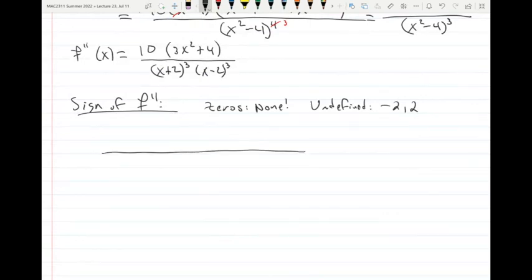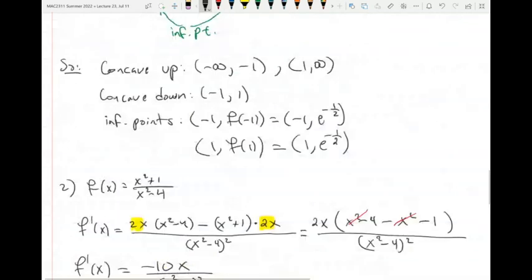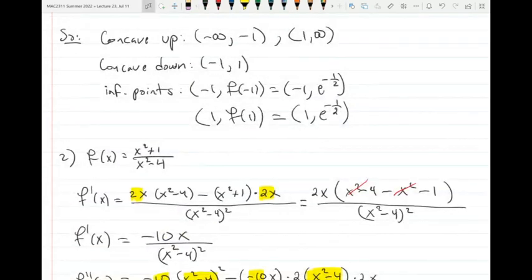So, get ready. Zeros of the function, we don't have it. Undefined, we have two guys. What's happening at these points, by the way? We have vertical asymptotes at those points. Look at the original function. It's a rational function. Zeros at the bottom are your vertical asymptotes, right? Plus or minus 2 are vertical asymptotes.